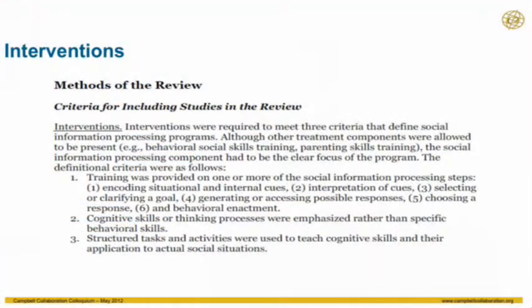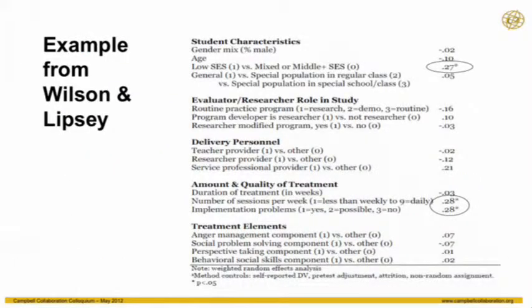Here's a little bit of background on inclusion and exclusion criteria, and I'll go straight to some of the results from their meta-regression. They had about five different blocks of covariates: student characteristics, evaluator, researcher role in the study, delivery personnel, and amount and quality of the treatment elements, and they looked at each one of these different moderators. As noted at the bottom, again, these were entered with those methodological moderators already in the model. Am I getting that right? All right, good. So a few different effects emerged from their moderator analysis.